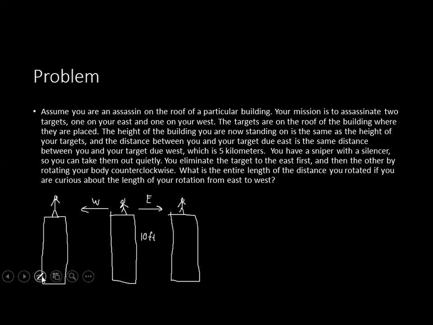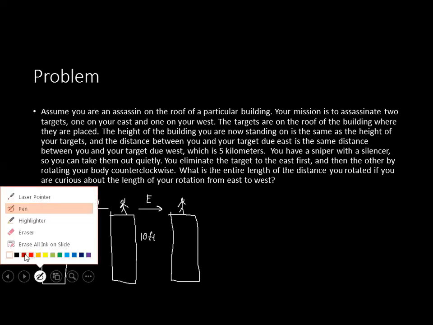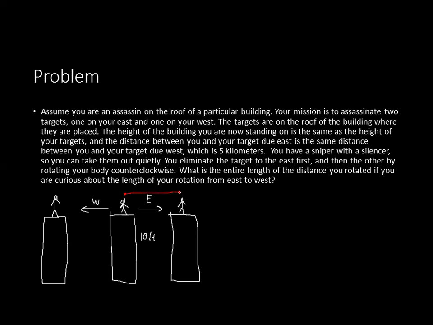Basically, the distance between you and the east is just the same from you up to the west. So it says 5 kilometers, right? So therefore, this is also 5 kilometers. Now, you take them out. You first take out the east, then west. You took out the west by rotating your body in what? In counterclockwise until you reach east. So let's just say this is you, this is the target on the east, and this is the target on the west. All right? So you target them.